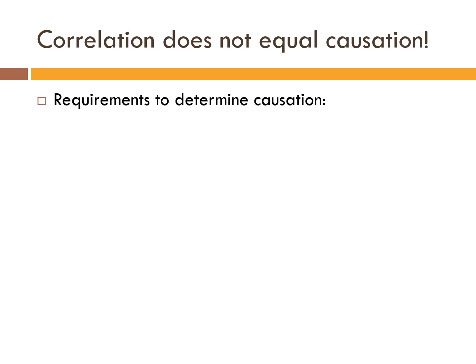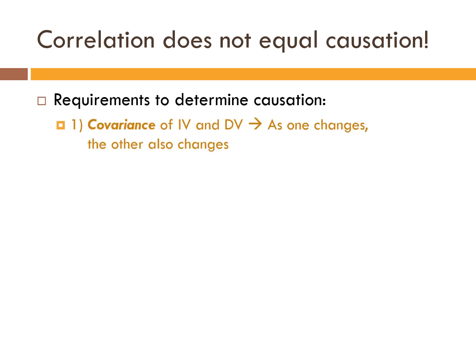I said the thing. The requirements in order to justify causation are three. The first is that there needs to be covariance between the independent variable and the dependent variable, those IVs and DVs, the X variable and the Y variable. As one changes, the other changes. That's what the covariance means.